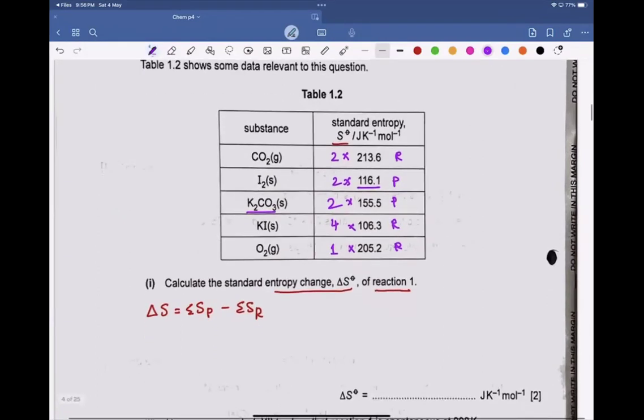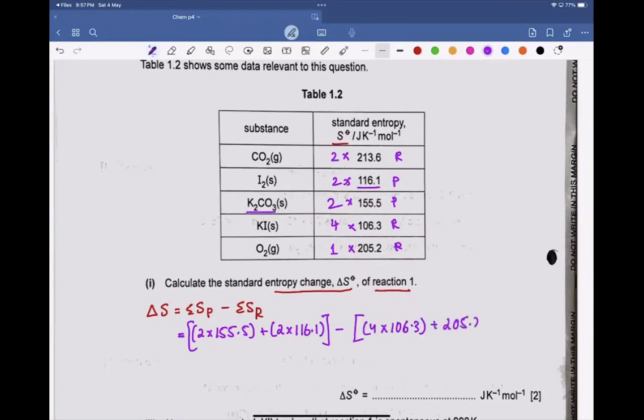Okay, so let's start with the products. So we have one product, 2 times 155.5. Then we have the other product, 2 times 116.1. That is the sum of the entropy of the products minus the sum of the entropy of the reactants. So one reactant is 4 times 106.3. The other reactant is 205.2. And the third reactant is 2 times 213.6.